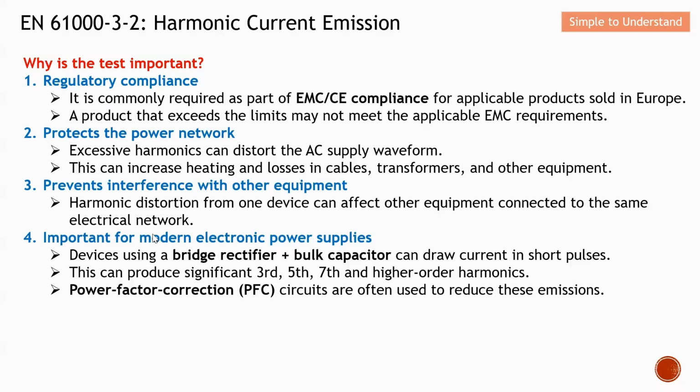Fourth, this is very important for modern electronic power supplies. Like I mentioned, because of the evolution of power supplies, we are using more bridge rectifiers, more bulk capacitors, more switch mode power supplies. They draw current in very short pulses, and because of this, they produce quite significant third, fifth, and seventh, or even higher harmonics, which can be an issue. One of the easiest ways to make a correction is to use power factor correction. This circuit is often used to reduce harmonic emission.